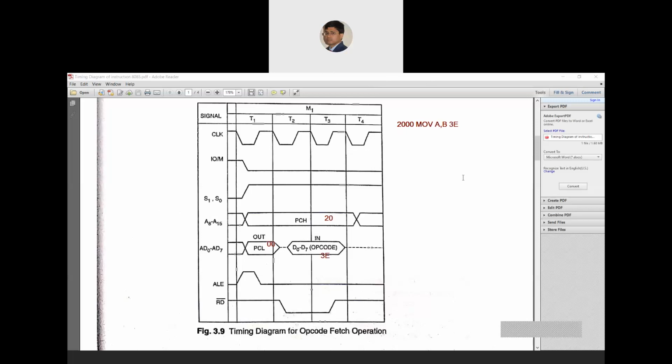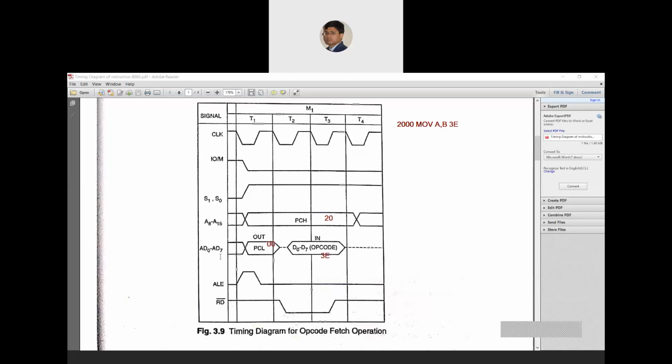So what I am showing here is that at 2000 location, MOV A comma B, having hex code 3, is stored. So PCH value is 20 and PCL value is 00, and the corresponding data, when it is read out from the external memory, will be 3. And what is PC? PC is your program counter. When you execute your program, your program counter will start from the starting address. So suppose this is your starting address: program counter high value is 20, program counter low value is 00, then your data will come as 3.